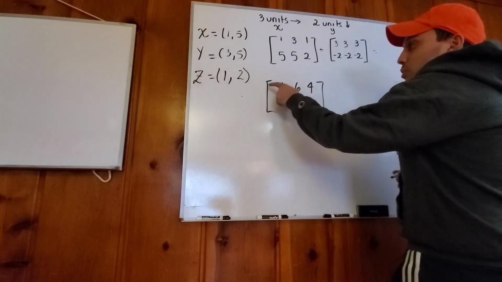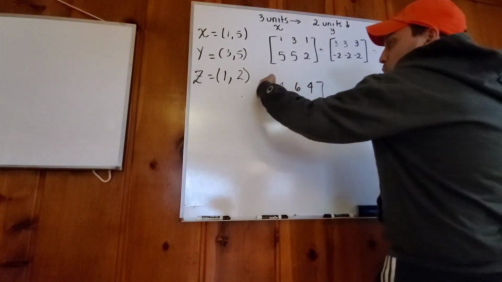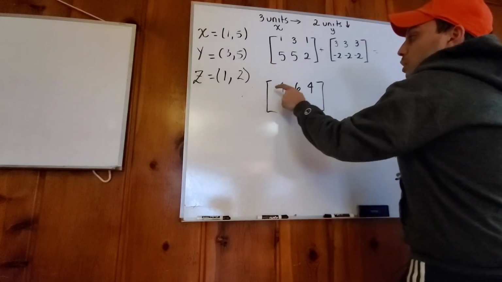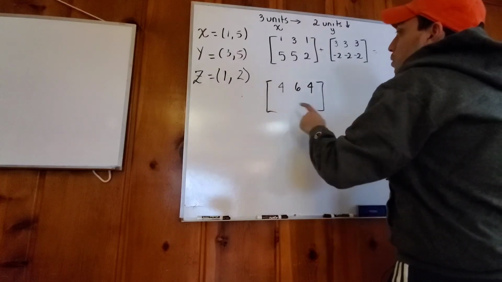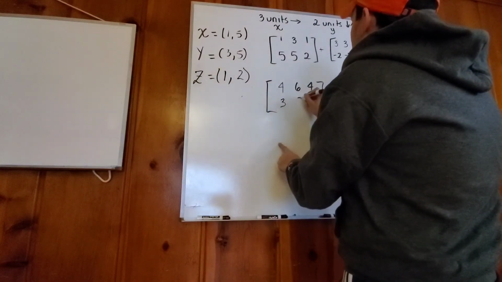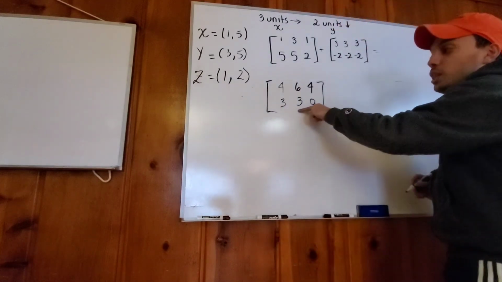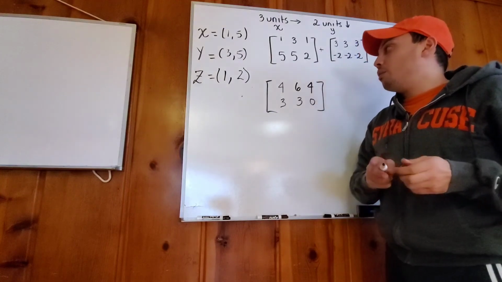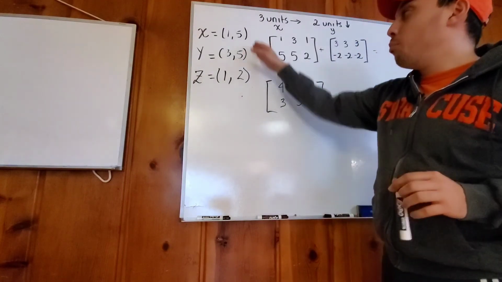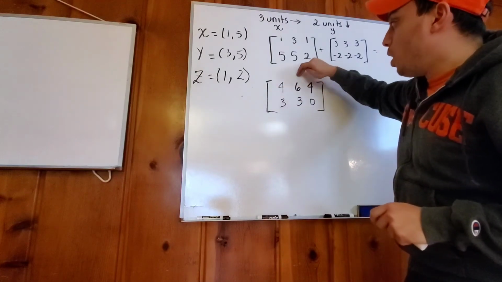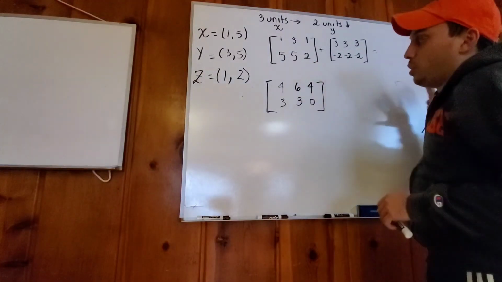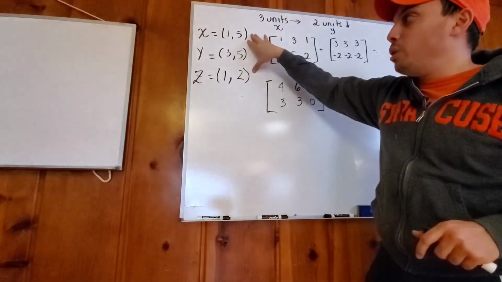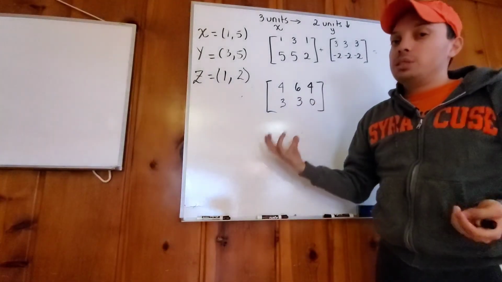This is 2 rows, 3 columns. So 1, 2 rows. I already finished my first row, and 3 columns. So it's 4, 6, 4 for the first row, and for the second row it's going to be 3, 3, 0. And so these are going to be the points for my transformation triangle. So these are going to be the points of X prime, Y prime, Z prime, and that's how you can actually graph it. But I think what the book did was they got these points, then they graphed it, and then they said, okay, so what was the transformation matrix?